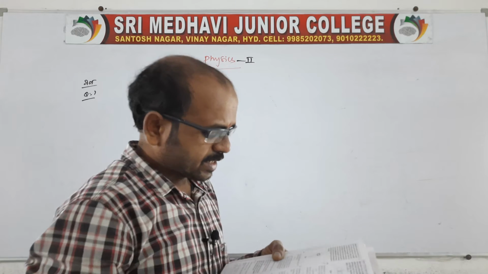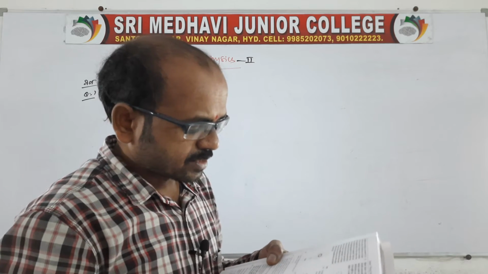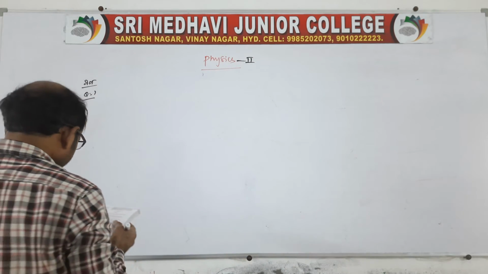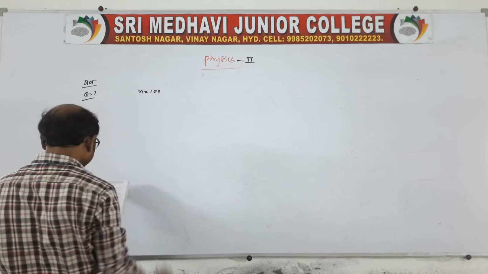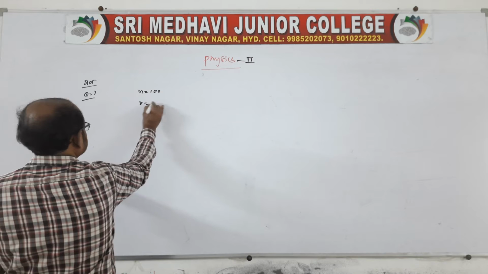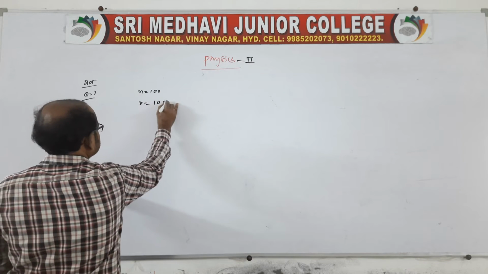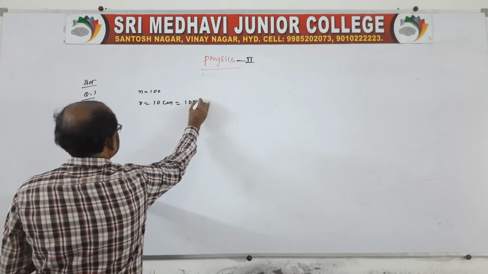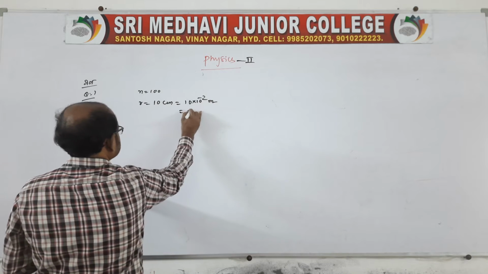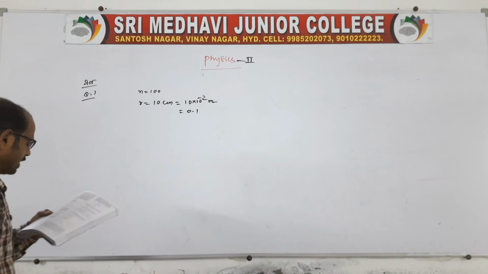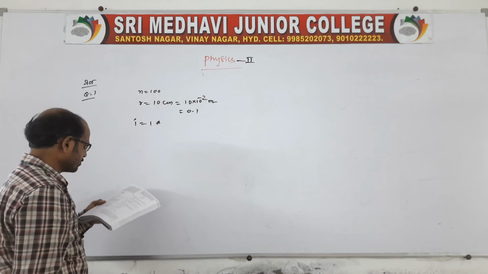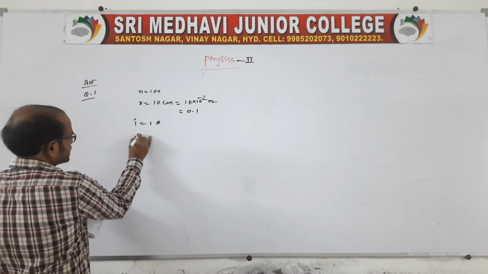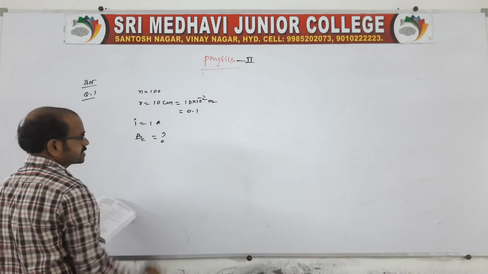Consider a tightly wound 100 turns of a coil of radius 10 centimeter. How many turns are given? 100 turns are given. The radius of the circular coil is given as 10 centimeter. Better you convert into meters, or we can say 0.1. And carrying a current of 1 ampere. What is the magnitude of the magnetic field induction at the center? Of course, B at the center is asked.